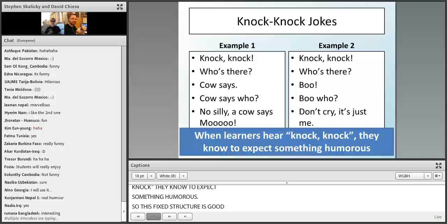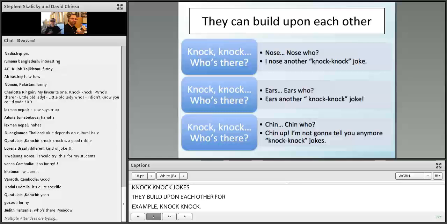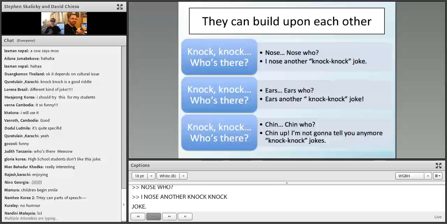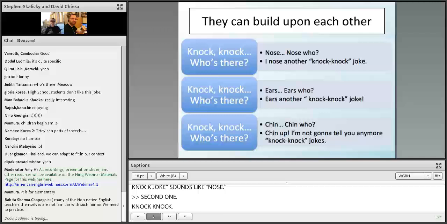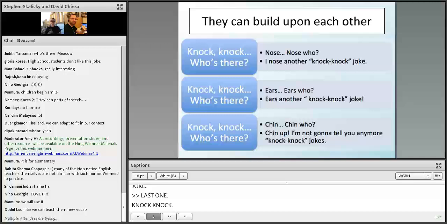What's also really interesting about knock-knock jokes is that they can build upon each other. So, for example, knock knock, who's there? Knows. Knows who? I knows another knock knock joke. And so here it's I know another knock knock joke. Sounds like knows. Second one, knock knock, who's there? Ears. Ears who? Here's another knock knock joke. So I hear another knock knock joke. And last one. Knock, knock. Who's there? Chin. Chin who? Chin up. I'm not going to tell you any more knock, knock jokes, even though I will after.